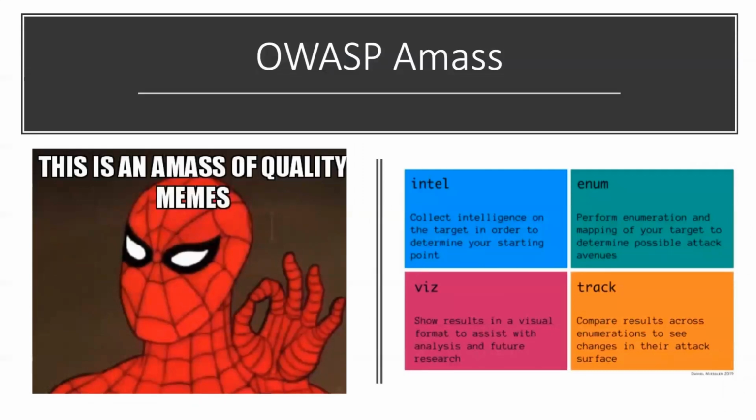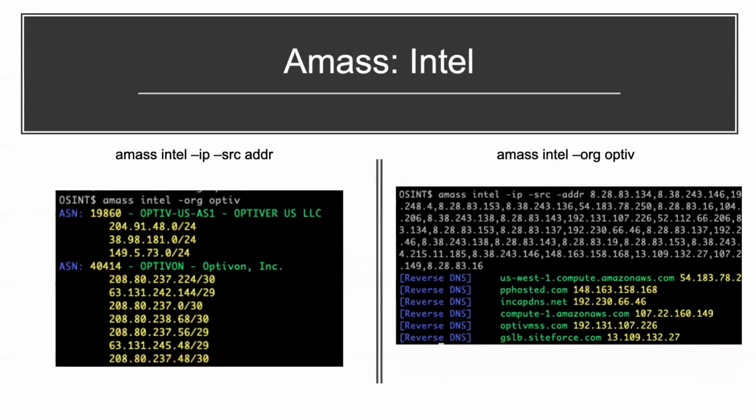Now we're going to move into OWASP's Amass tool, or Amass, however you want to say it. It's a really cool meta tool when you're dealing with intel for OSINT. There are a couple of different modules. The only two that we're going to talk about today are Intel and Enum. Intel is more of the passive module. Enum can do passive stuff, but it's mainly used for active enumeration.